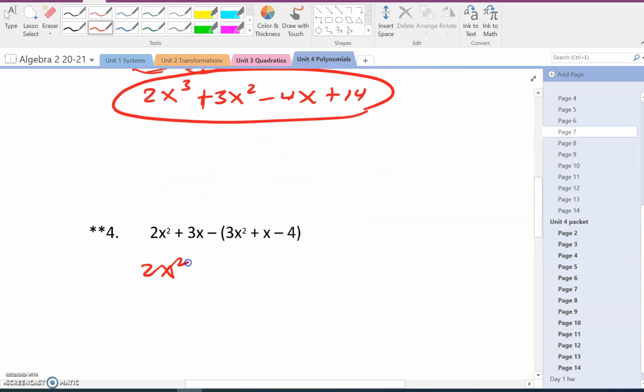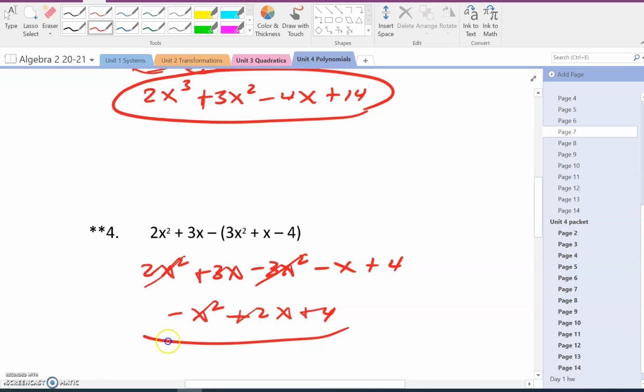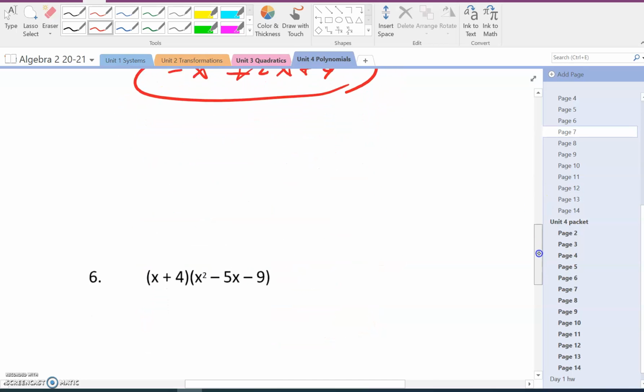So here I have 2x squared, and I'm not sure what's happening with my pen, but it keeps dragging as if I'm writing in cursive. Alright, so there you have adding and subtracting, and we'll practice that as we go on.